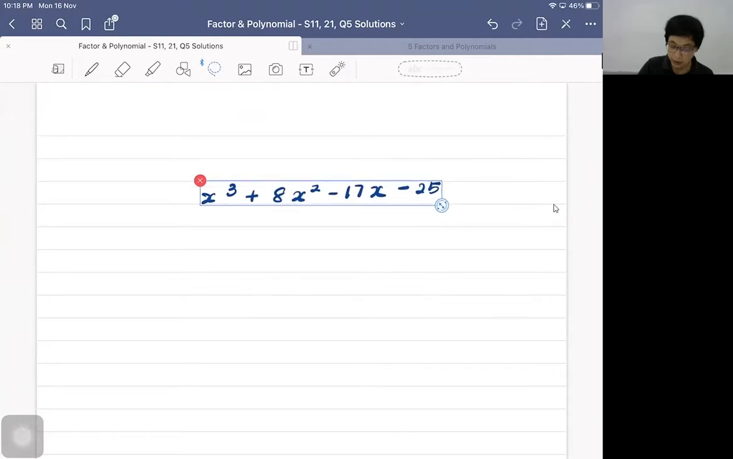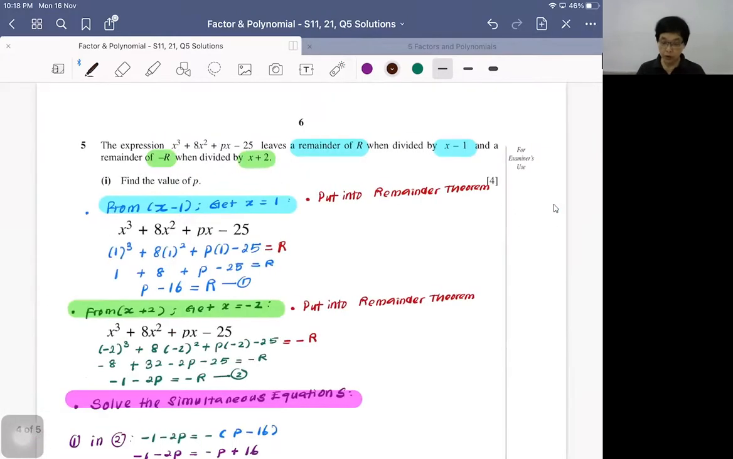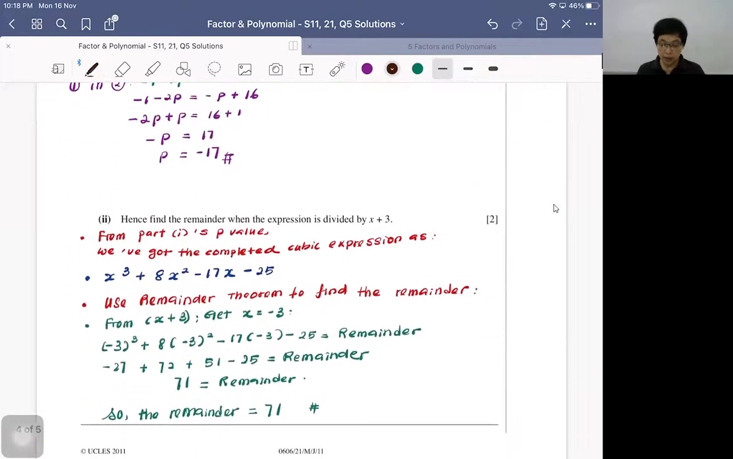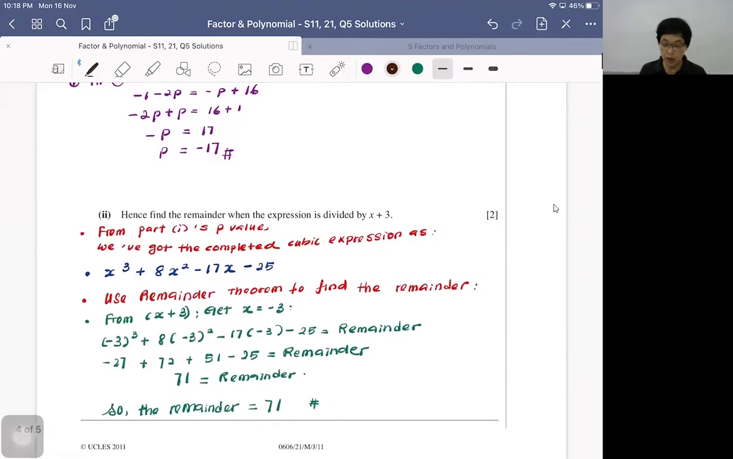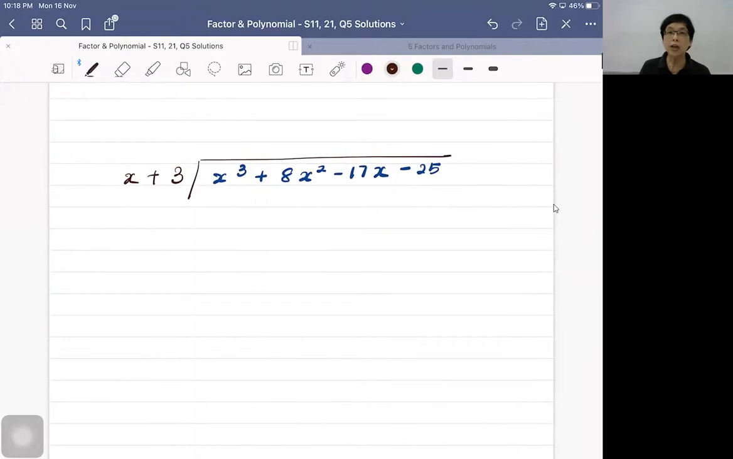And what was the divisor given to us? Yes, they say x plus 3. That was the divisor. From here onward, this is actually not part of the solution, but it is more for your self-checking and for your further understanding of what the remainder theorem is about. Now, let's move on by long division of this whole thing.